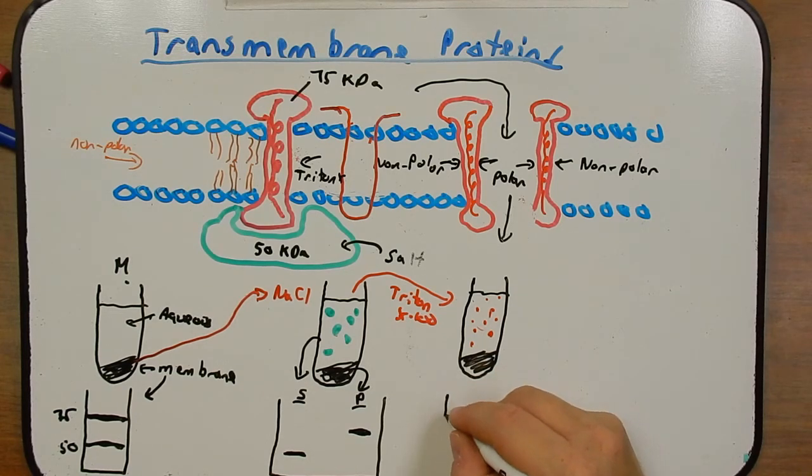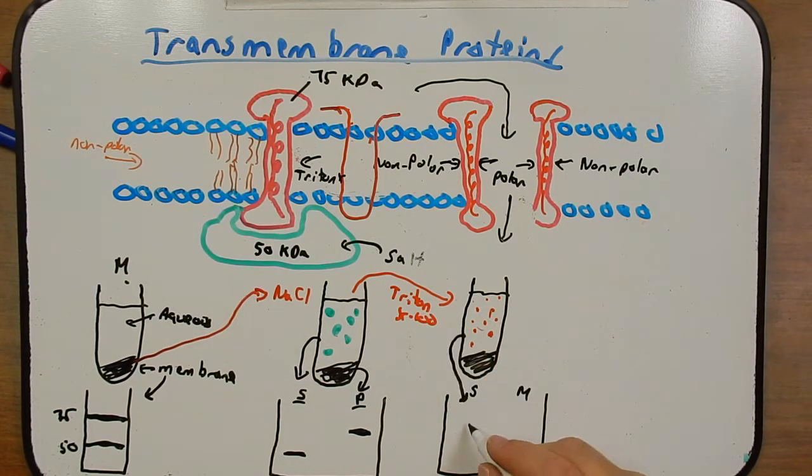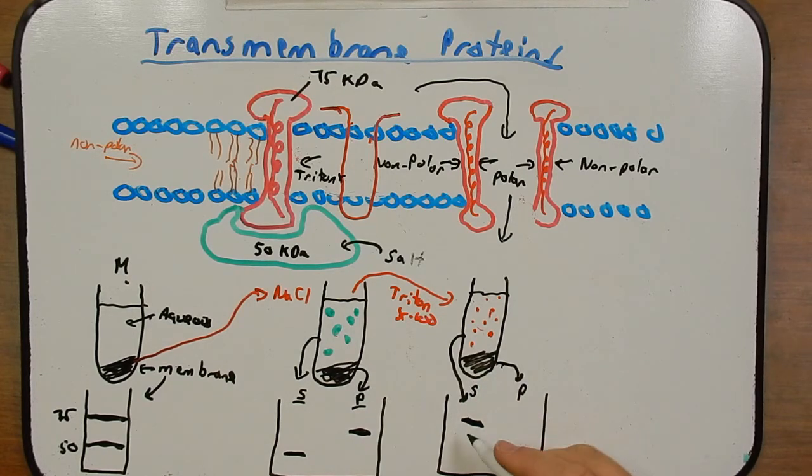So again, we will run our gel like so, and we'll look at our supernate and our membrane. In our supernate, up here, we will see our 75 kilodalton protein. This one here, the transmembrane protein. In the pellet fraction, we won't see anything. We won't see our two proteins. So this is what we would see based upon the drawing I just showed here.